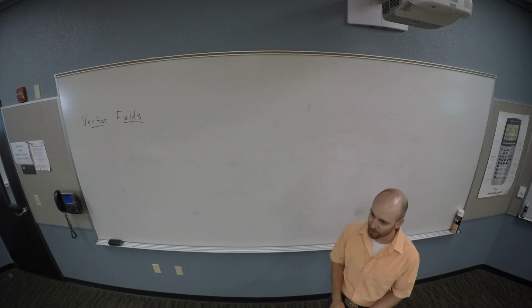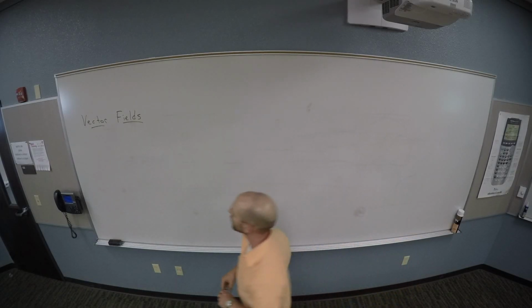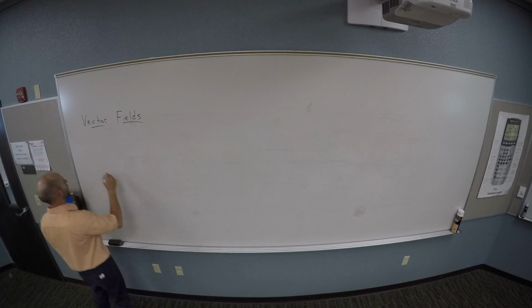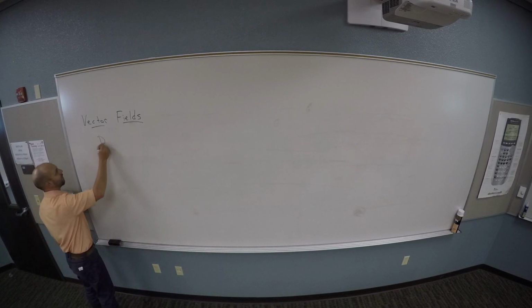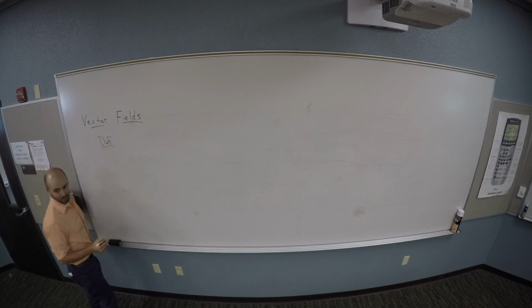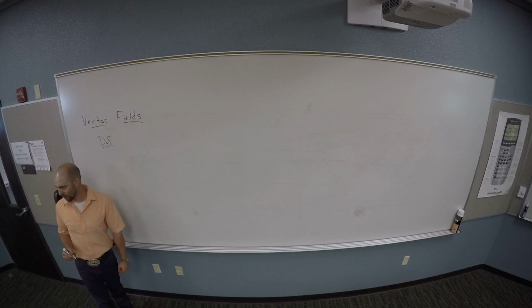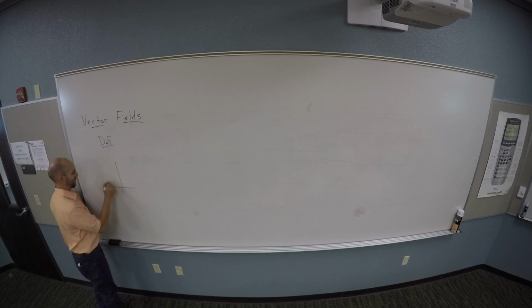Alright, let's talk about vector fields for a second. A vector field is what? Do you guys know an example of this? Maybe a couple. Yeah, like a graph full of slope fields, some kind of picture with lines on it or something.